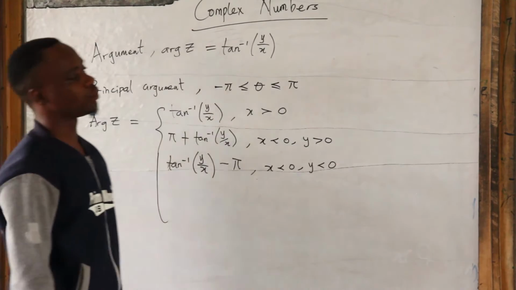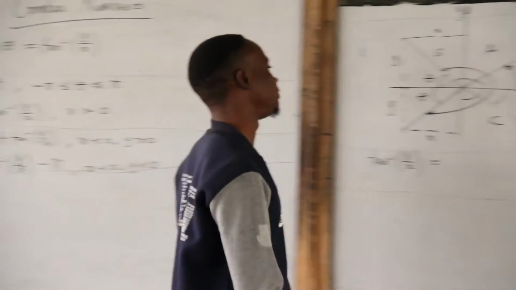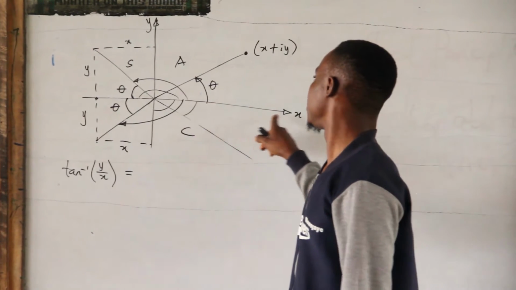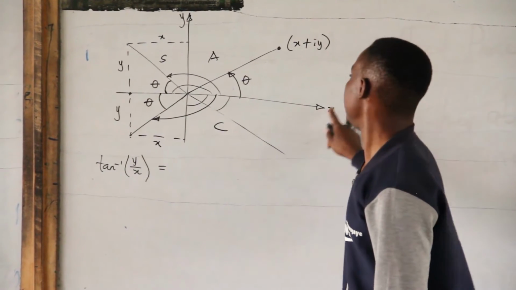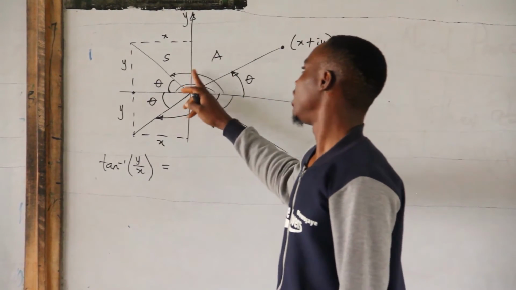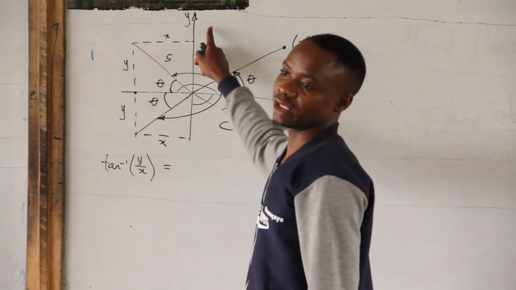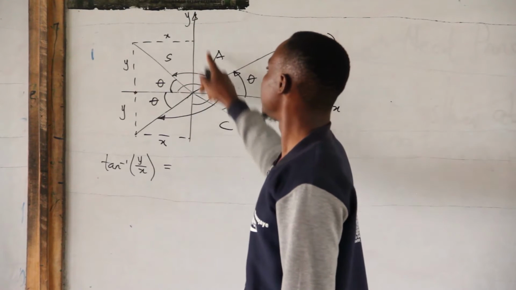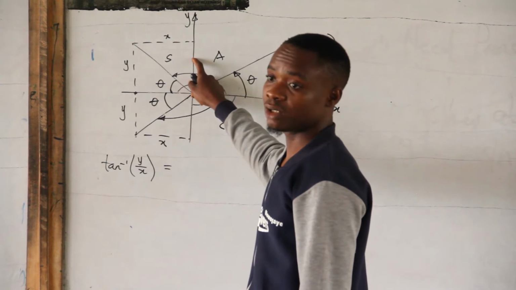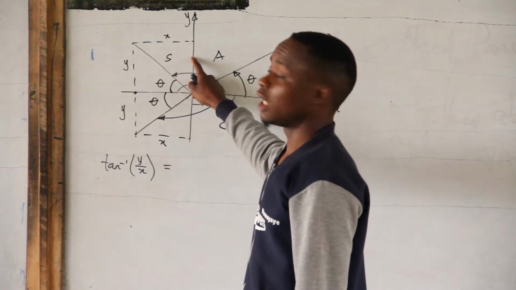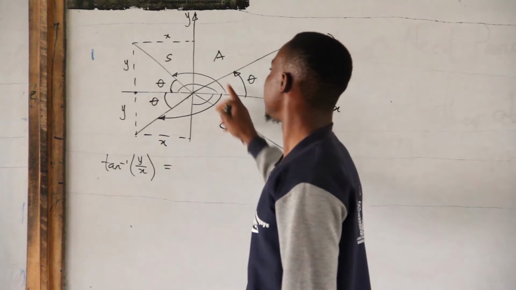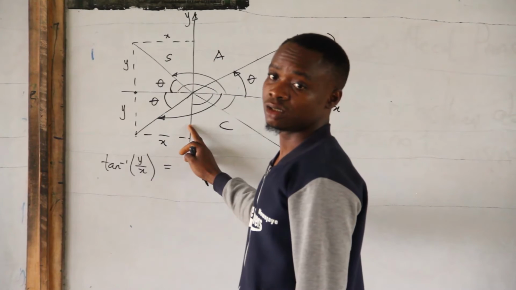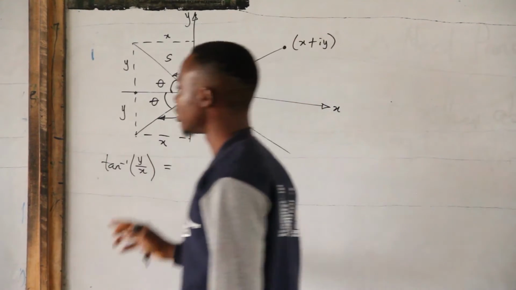Then what happens? Listen now, what if you have x to be 0? What is going to happen? If x is 0, you're going to have, depending on the value of y, if y is positive, for instance, you're going to have this thing to be pi over 2. Is it clear? And if y is negative, you're going to have it to be minus pi over 2. Is it clear? Does that make sense? Alright.